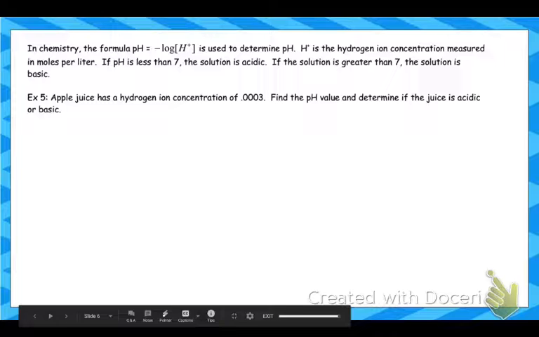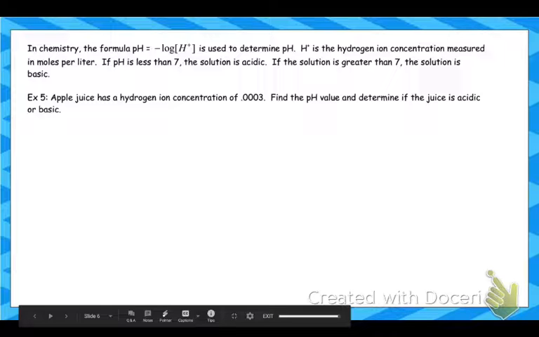So in chemistry, you probably have already seen this next one, talking about pH. So pH is based on that hydrogen ion concentration. Depending on your pH value, it tells you if a solution is acidic or basic. That equation is the negative log of that hydrogen ion concentration. So an example here is apple juice. Let's say it has a hydrogen ion concentration of 0.0003.